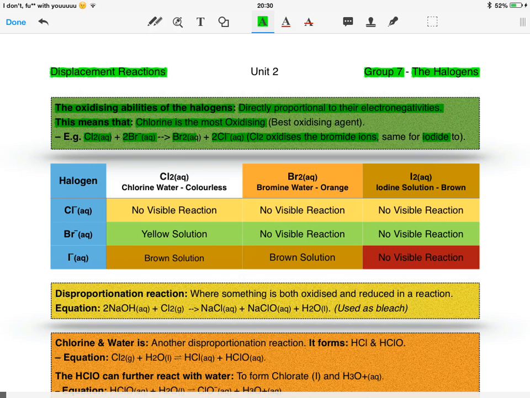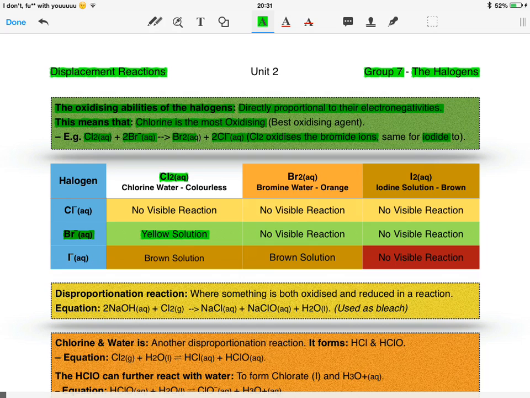So chlorine will displace bromide to form a yellow solution. This yellow solution could also be an orange solution. Both answers will be accepted in an exam. And this is because bromine will be produced as a solution in the products.